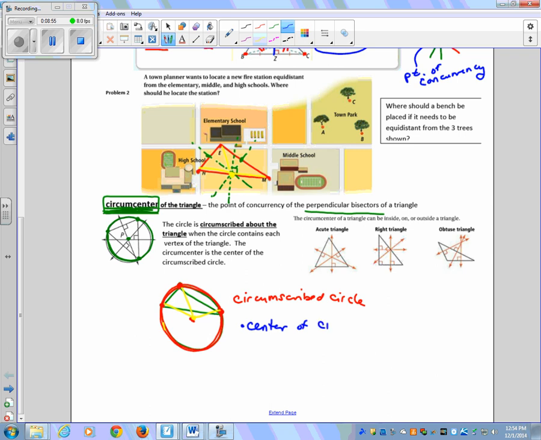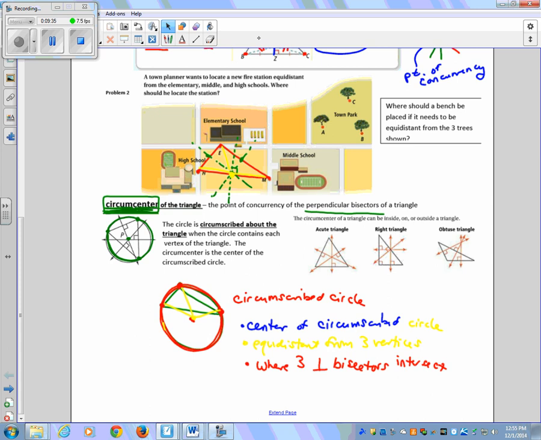Center of the circumscribed circle. Equidistant from the 3 vertices. And it's where the 3 perpendicular bisectors intersect.